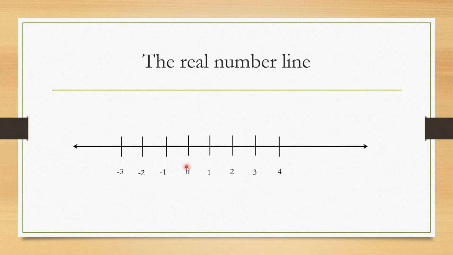So if we went back, 0 would be less than 1. 0 is on the left of 1. -2 is smaller than -1, and so on.